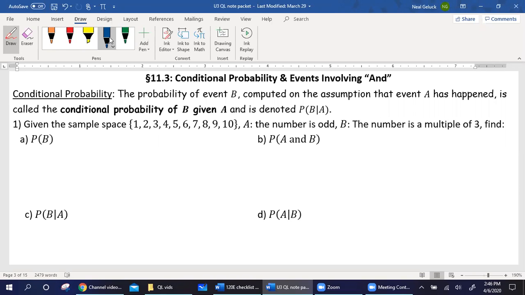For number 1, we've got the numbers 1 through 10. That's our sample space. The event A is the number is odd. The event B is the number is a multiple of 3. So for the first problem, P of B, the probability of B, meaning what's the probability that the number is a multiple of 3? Well, the multiples of 3 in this set are the numbers 3, 6, and 9. That's 3 numbers that are preferred out of a total of 10. So the probability of B is 3/10.